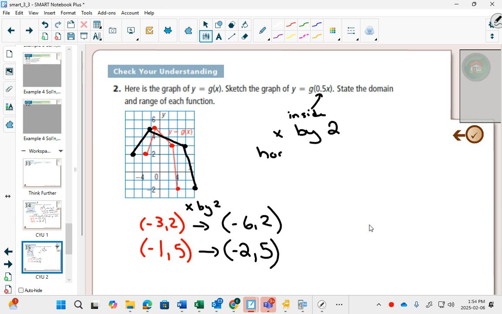we would call this a horizontal stretch, because we've pulled it away from the x-axis and stretched out the graph.